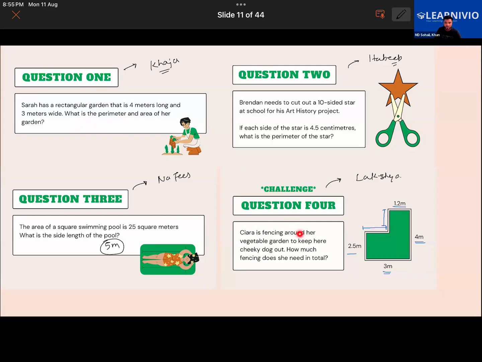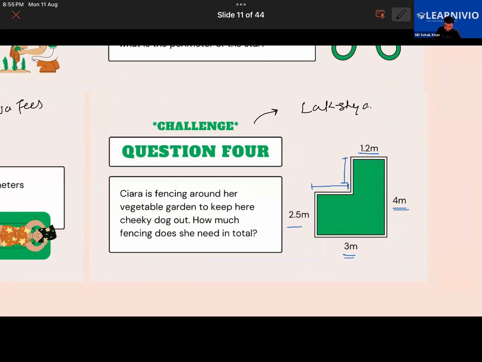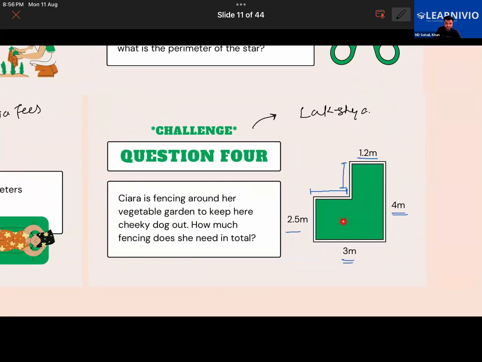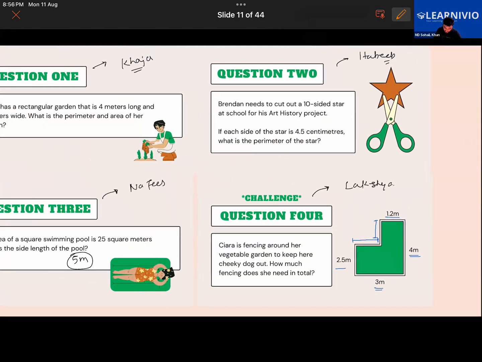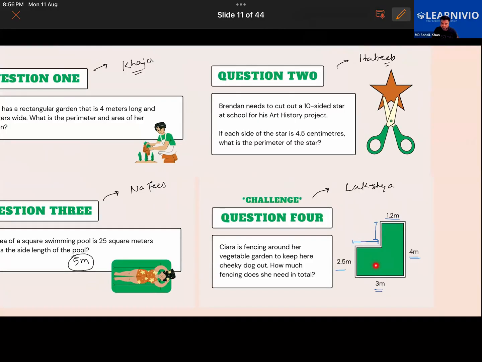Others also look at the given question here. It's an interesting question. See, that is basically a vegetable garden, and Ciara needs to fence around this garden. Now the measurements of these sides are given, but these two sides are not mentioned here. Say this much is equal to 3 meter. Hold on. You guys can see where I'm pointing. Look at this much. That is 1.2 meter, right? So we will cut out 1.2 meter from here also.